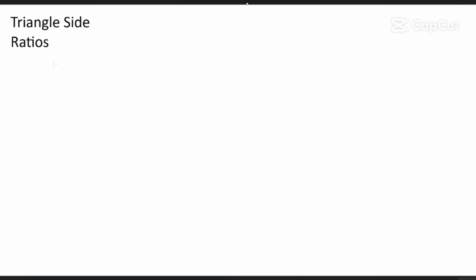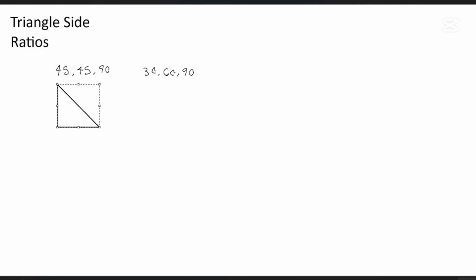Triangle side ratios. This is another important thing to learn when it comes to trigonometry. So we're going to cover two types of right triangles, and we're going to cover the ratios between their sides. But in this video, we're going to cover just one because it takes a bit of explaining. So the two types of triangles you're actually going to learn about are a 45, 45, 90 and a 30, 60, 90 triangle.